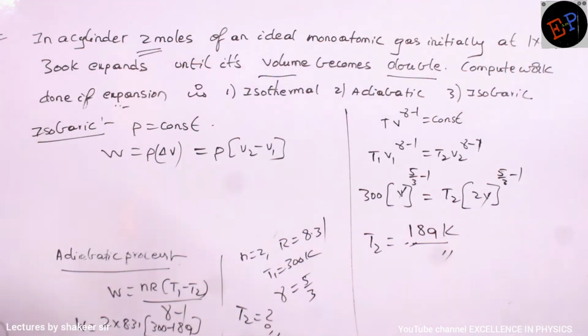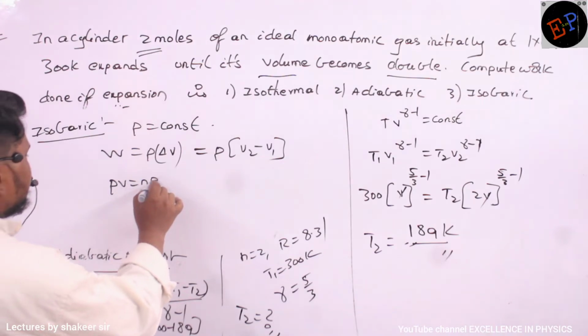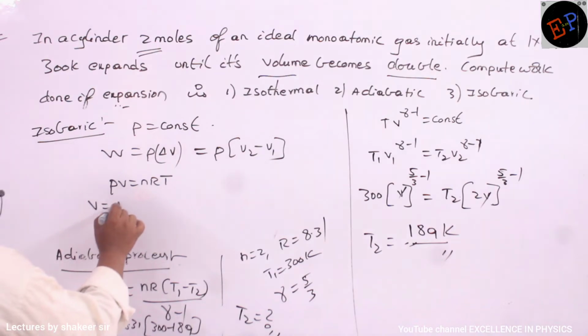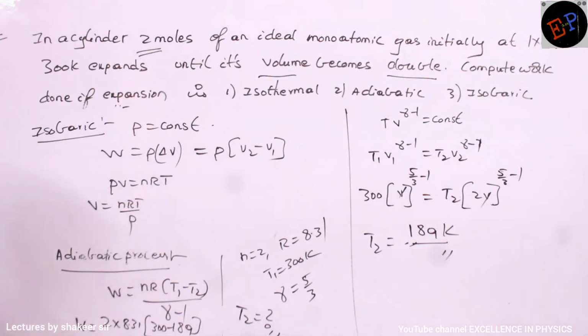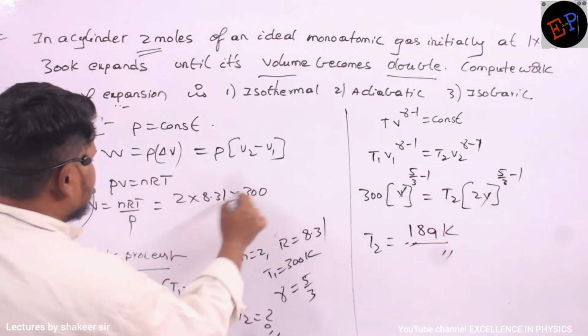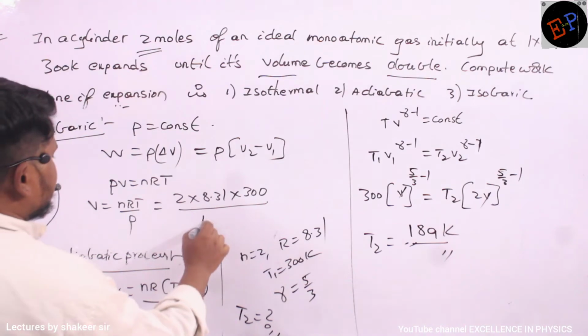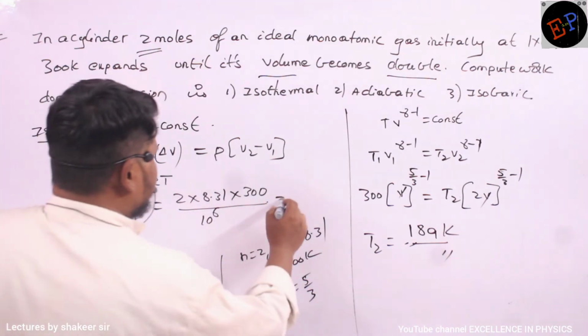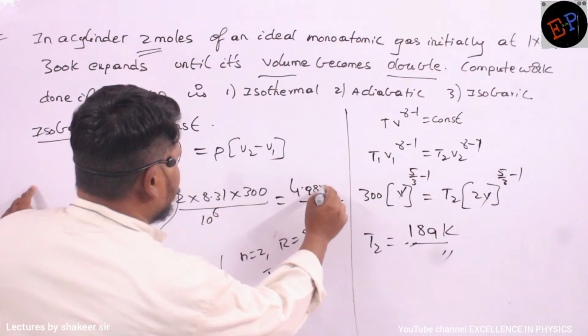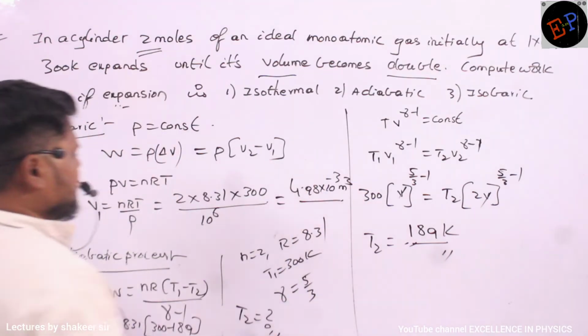We can use the ideal gas equation, no? What is the ideal gas equation? PV is equal to nRT. So how can I calculate the initial volume? nRT divided by P. Number of moles 2, R value 8.31, initial temperature 300, initial pressure 10 power 6 Pascal. If you calculate all of them, I will get the initial volume. Let us see what the initial volume is. It is 4.98 into 10 power minus 3 meter cube.